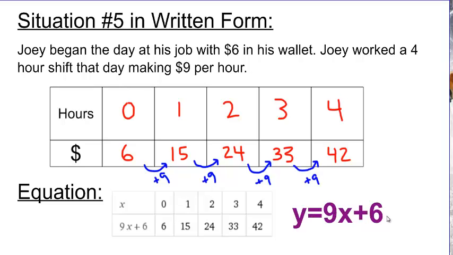Now, in this case, we didn't label our original table as x and y. We labeled it as hours and money. Usually in our table, x is the top thing. So in this case, x represents the hours in our situation, and the bottom thing is generally y. Therefore, in our situation, y is the money. So this is saying Joey's money in his wallet is equal to $9 per hour that he works, plus the $6 that he originally had.